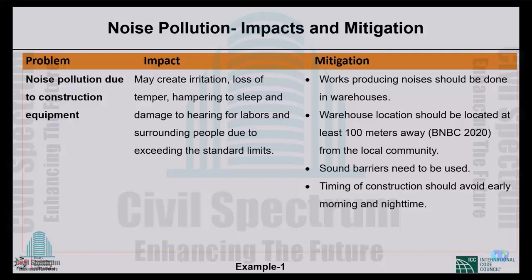Additional sound is also hazardous for health. Your ear will be damaged. Hearing power will be damaged. So mitigations: workers producing noise should not be within the warehouse. In the warehouse, there should be a protected area where you can cut your pieces in closed sound areas and no sound areas. That is very important. And the timing is another thing we have to look at.